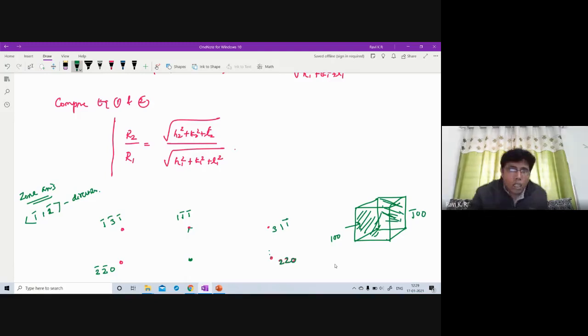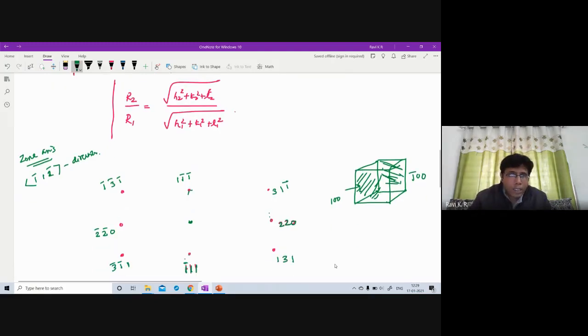Good. To cross verify, you can do the cross product, because this is the zone axis, which means this cross product must be 0. Now we do the calculation. This one: -1 into -3 plus 1 into -3. This is -2 into -1. This is actually +3.